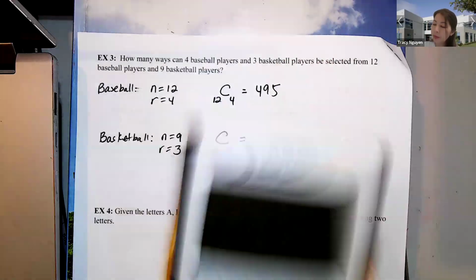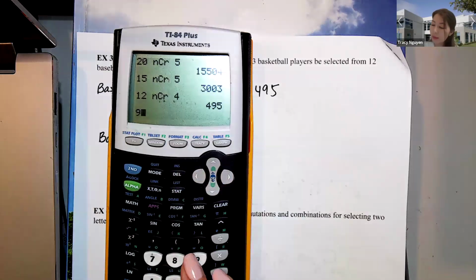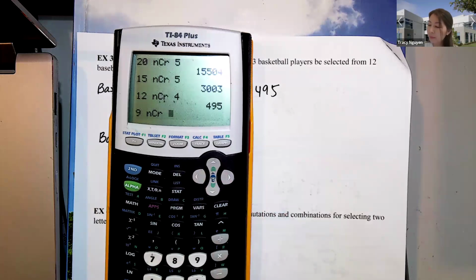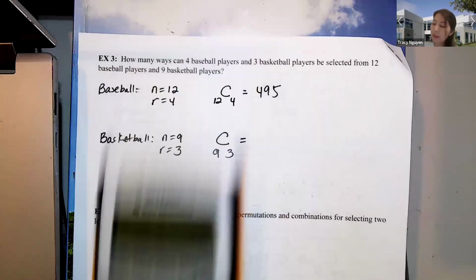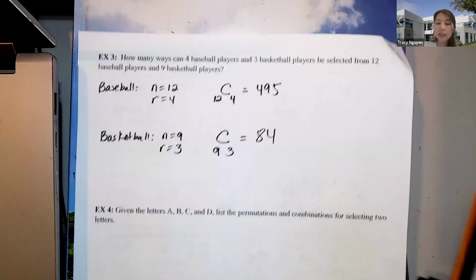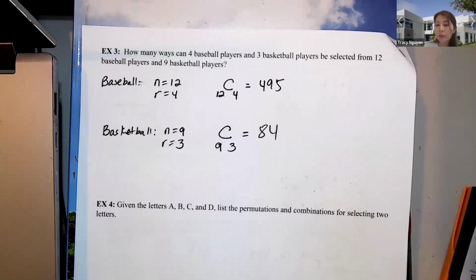And here we have 9 choose 3. 9, math, PRB, choose 3. We have 84. Now, to figure out the total, let's just say you have M ways of doing things in one group, and N ways of doing things in another group. What's the total? You're going to take M times N.